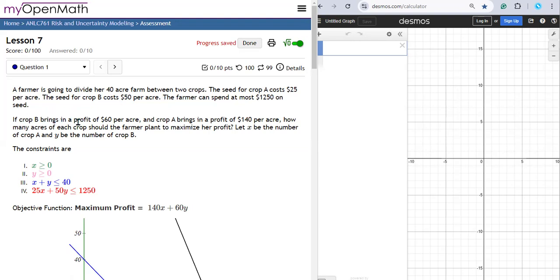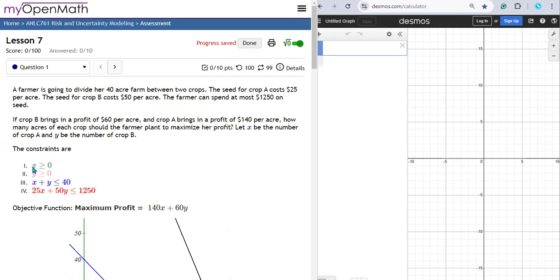If crop B brings in a profit of $60 per acre, and crop A brings in a profit of $140 per acre, how many acres of each crop should the farmer plant to maximize her profit? X is going to be the number of crop A acres, and Y is going to be the number of crop B acres.